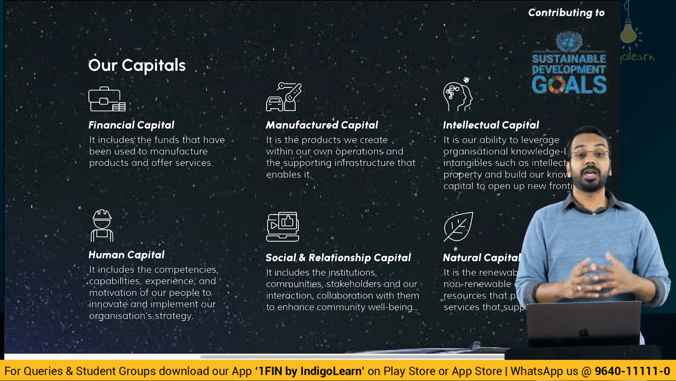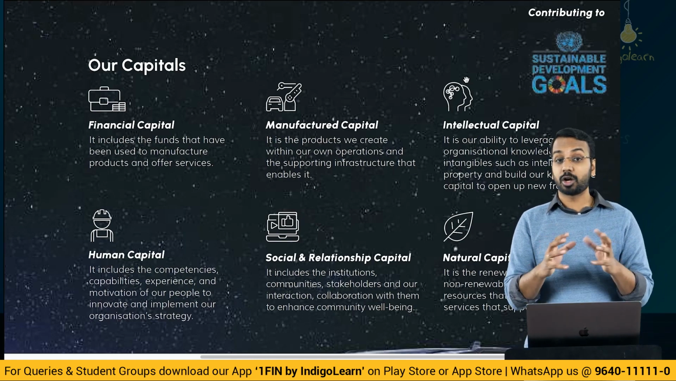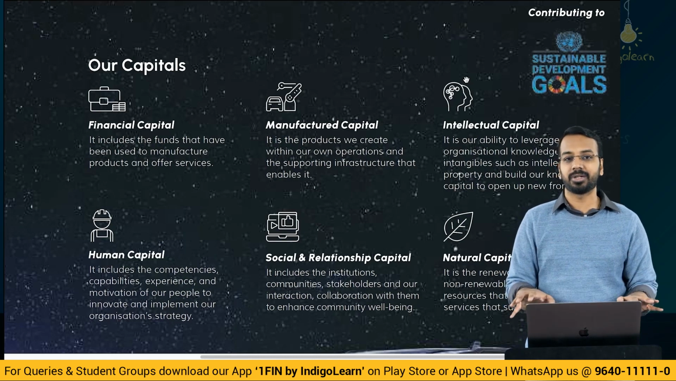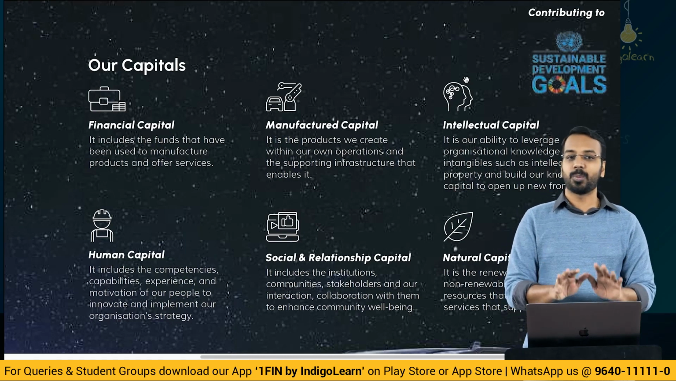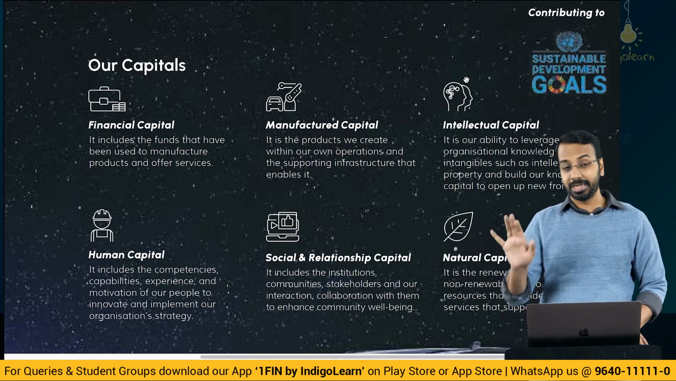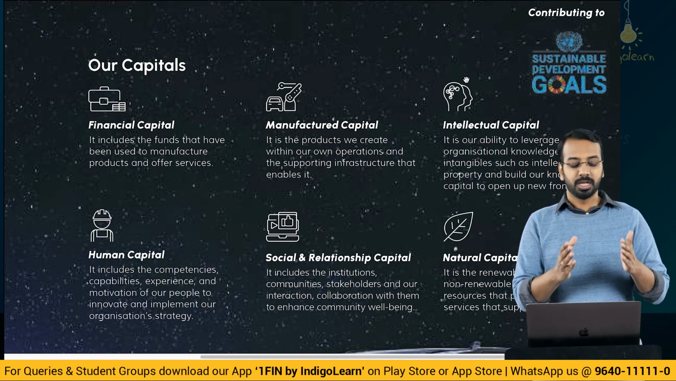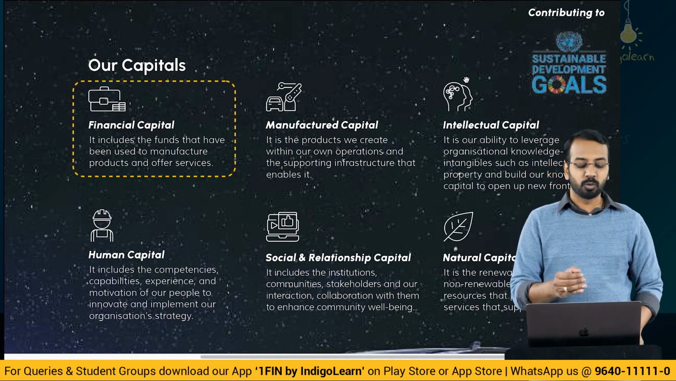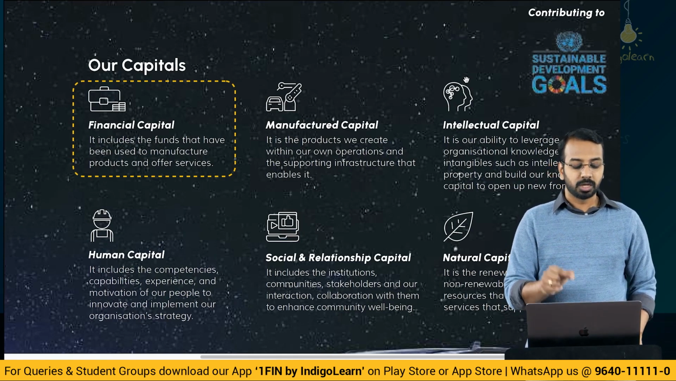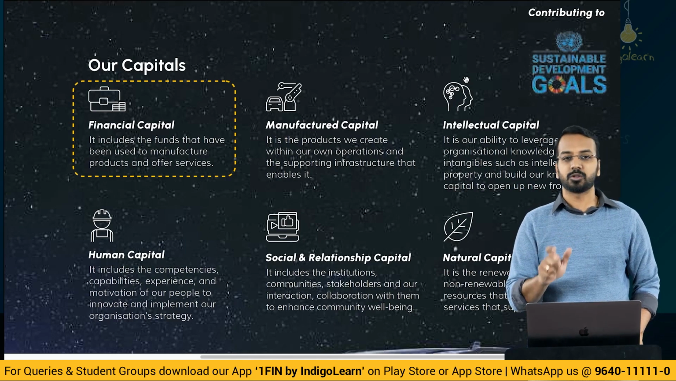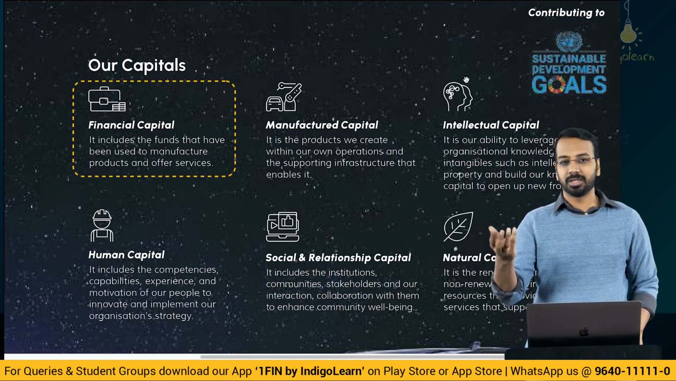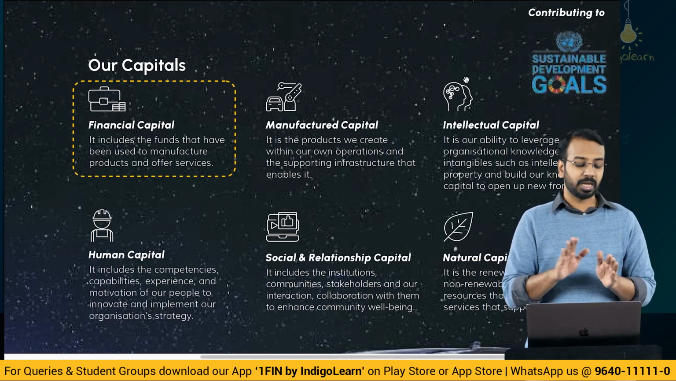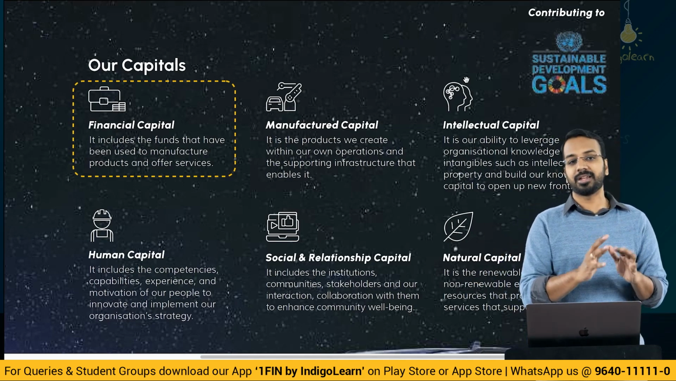But then, when we are doing integrated reporting, we are not only looking at the financial capital, but we are looking at these 6 capitals as per the integrated reporting framework, right? We'll come to it in detail subsequently, but just to give you a perspective. So, the first one is financial capital. What is financial capital comprising of? It includes the funds that have been used to manufacture products and offer services. So financial capital is the money, the equity, the debt, the other sources of funds which have been used to manufacture products and offer services. That is the financial capital.